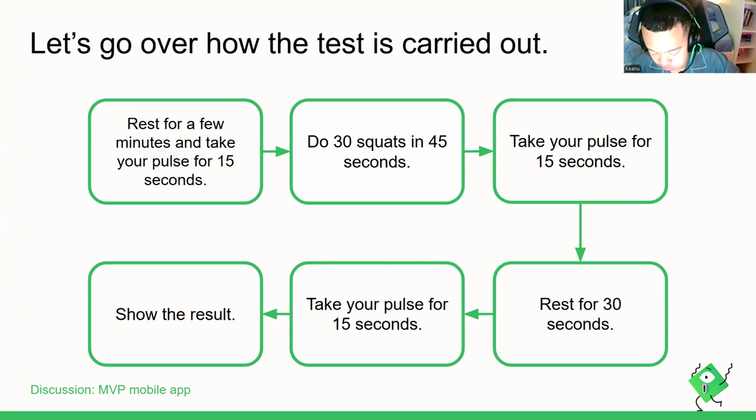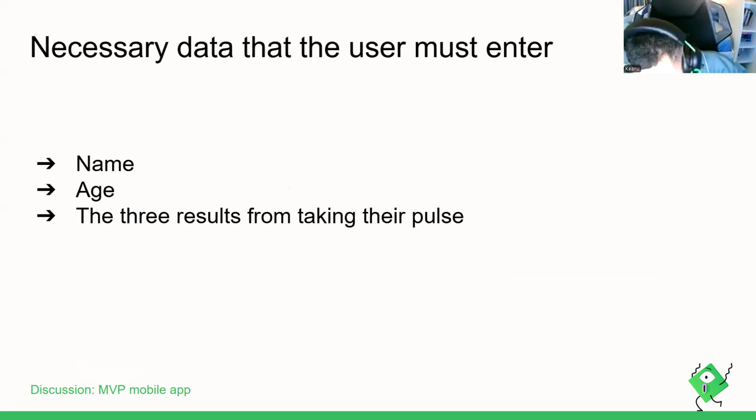So basically, this is the flow chart that we will create. First, we rest for a few minutes and take our pulse for 10 seconds. Then we do 30 squats in 45 seconds. Then we take our pulse again for 10 seconds. We rest again for 30 seconds, and then take our pulse again for 15 seconds. After that, we see our result.